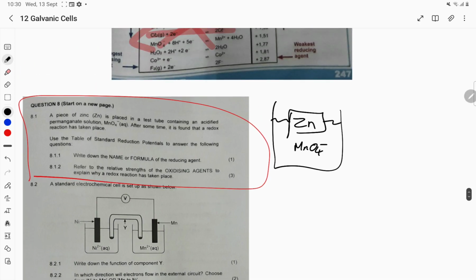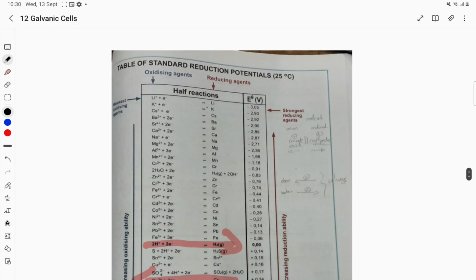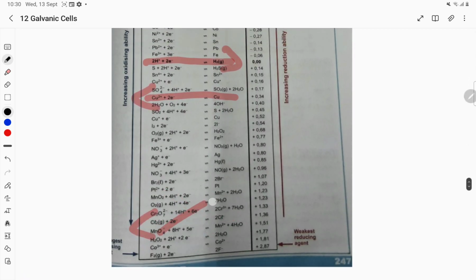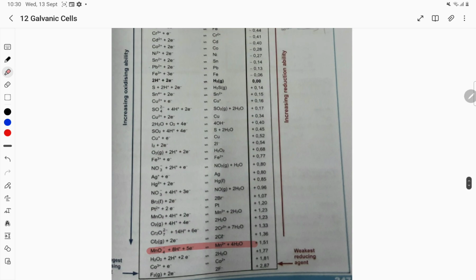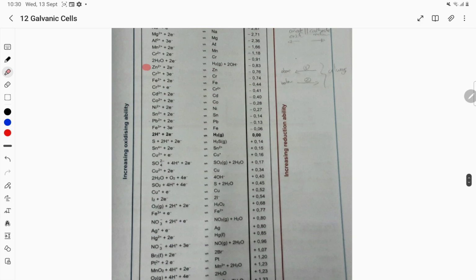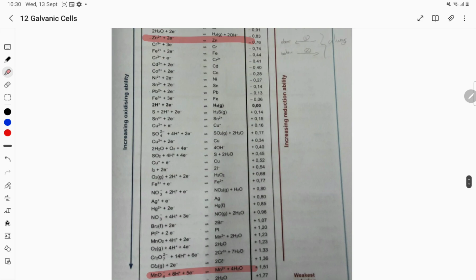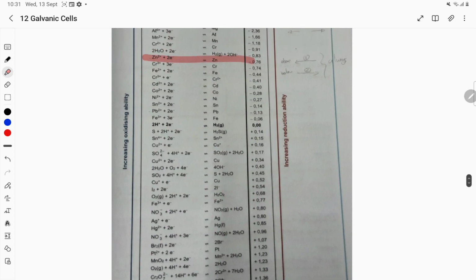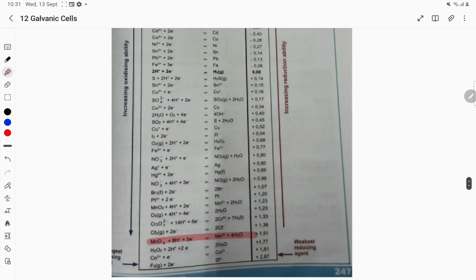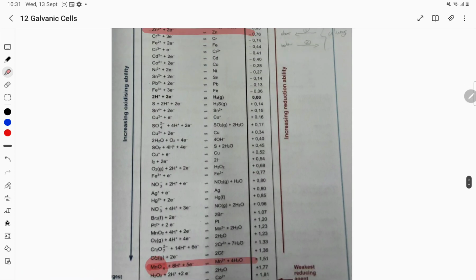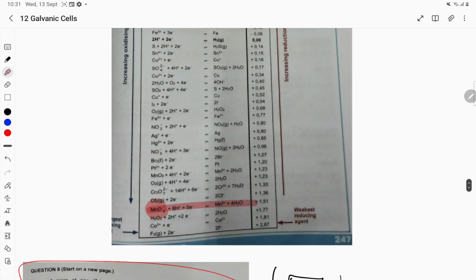So we take a look at our standard reduction potentials up there, and we're going to highlight what is taking part. So we have our MnO4, let me just find it, oh, there it is, and we have our zinc, which is all the way up here. All right, so they say that a reaction takes place, so it takes place spontaneously. So the zinc is at the top, it's going to go in this direction, and that will go in that direction. So therefore, it is a spontaneous reaction.